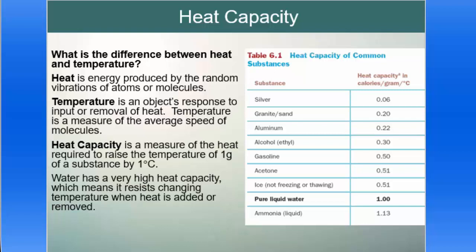Heat capacity is a measure of the heat required to raise the temperature of 1 gram of a substance by 1 degree Celsius, and that heat capacity comes in the form of a calorie. It takes 1 calorie of heat to raise 1 gram of pure water by 1 degree Celsius, and we see that on the chart of heat capacities of common substances. Pure liquid water requires 1 calorie per gram. Water has a very high heat capacity. It takes a great deal of heat input to change the temperature of water. It also requires a great deal of heat removal to lower the temperature of water.